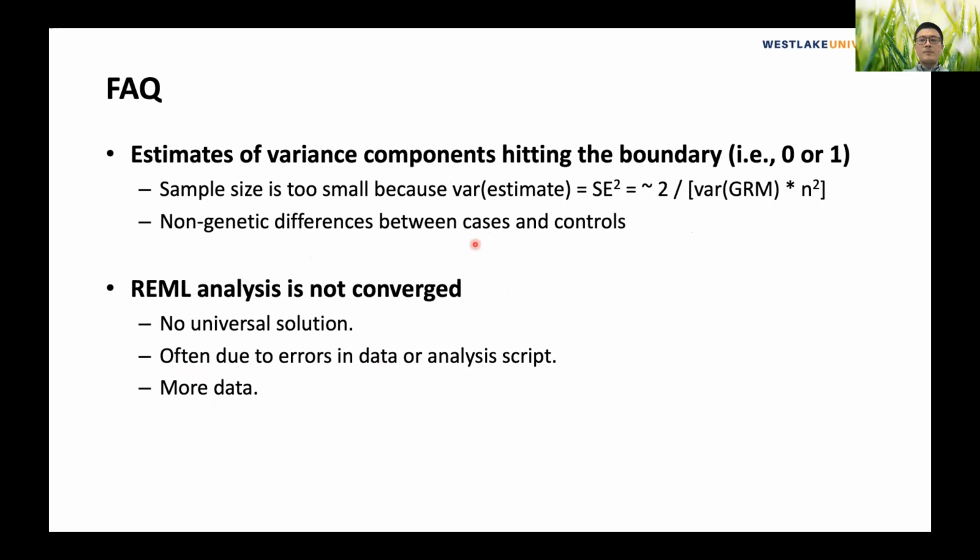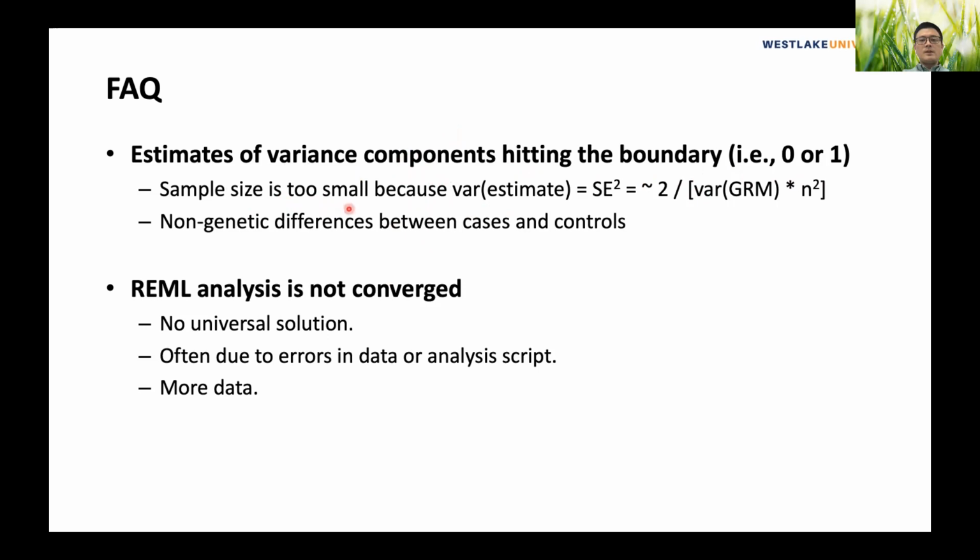So we also have feedback about issues related to convergence, or sometimes the estimate is too big or too small. For example, in the REML iteration, the estimate can hit the boundary of the parameter space, which is 0 or 1. In this case, we think that it's likely because the sample size is not large enough.